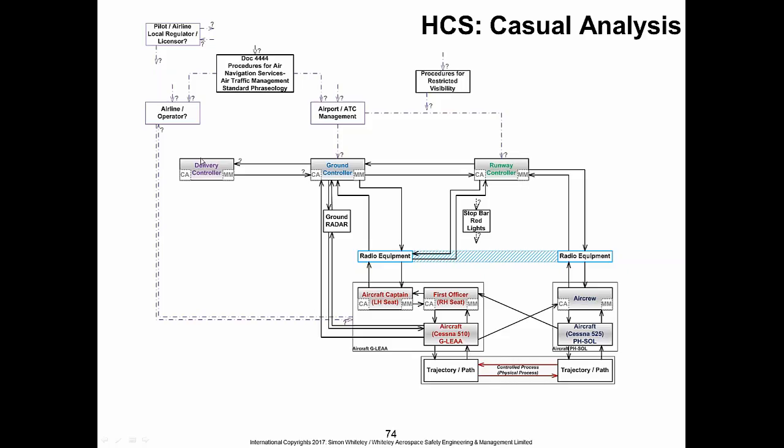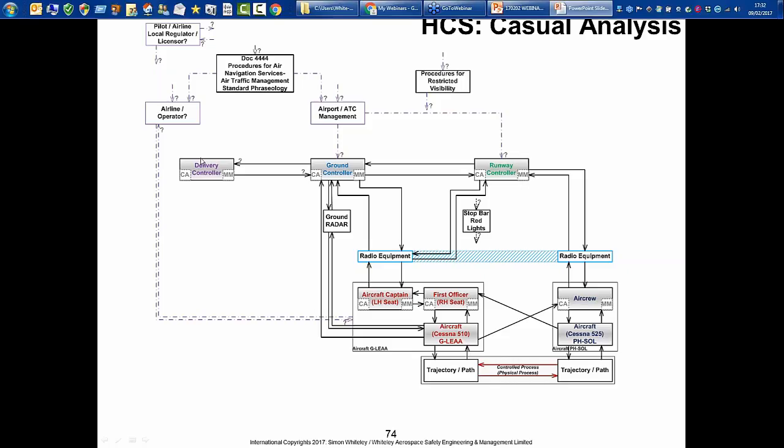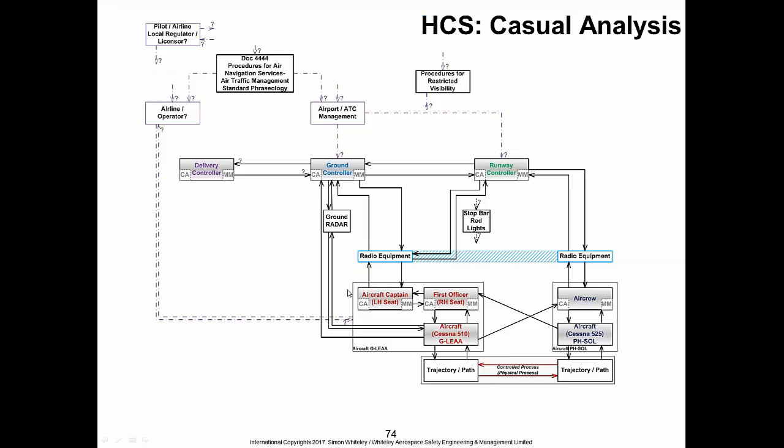Okay, so this is just a high-level abstract control structure. I have got a more detailed one. If you'd like to see that later on, I can put that on the screen, but I didn't want to frighten you off with too much complexity. So in the bottom center, we've got the aircraft G Lear, and I've represented both the aircraft captain and the first officer on this particular control structure model.